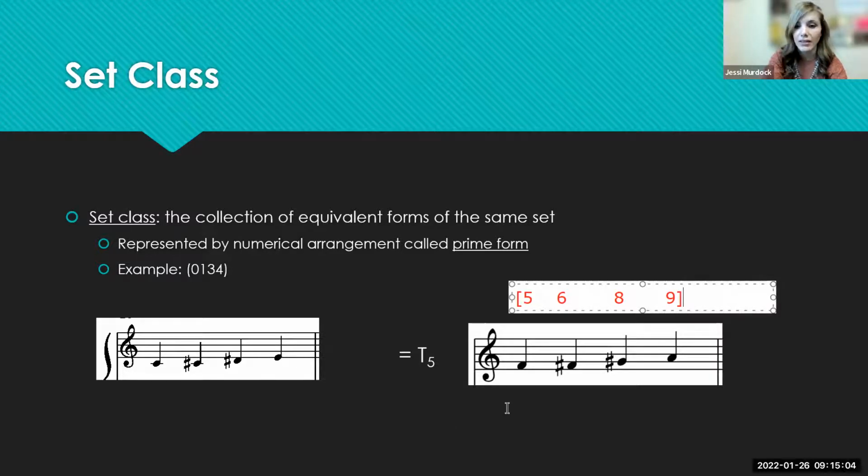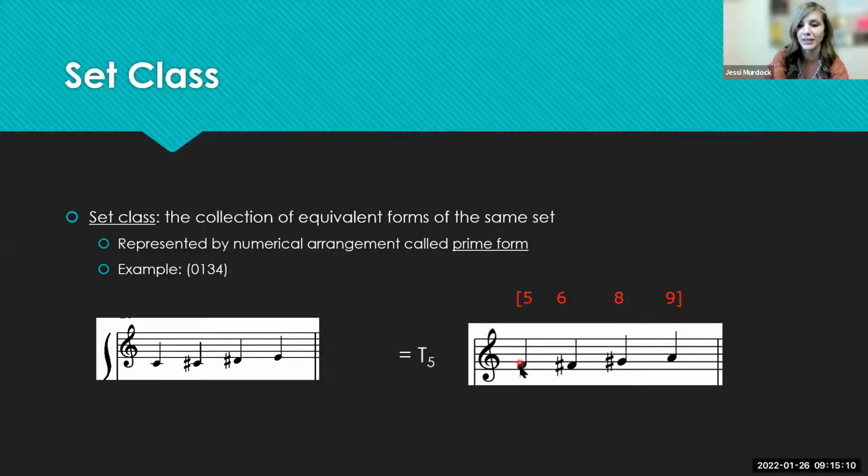There are a couple of ways that you could figure it out. You could just start with this F equaling 0 and then count up. F sharp is 1 away, and then 2, 3, so G sharp is 3 away from that F. If we went up one more, we're at number 4, so that A is 4 away from the F. You could also do math if you really love math.